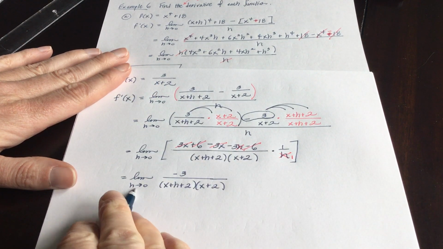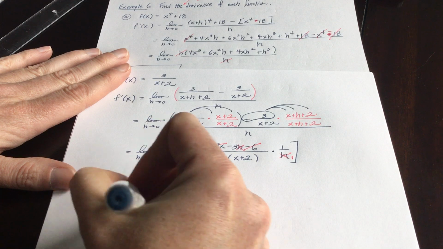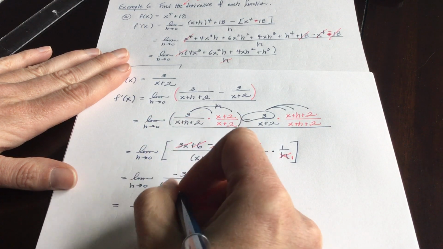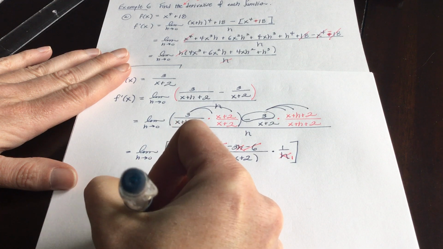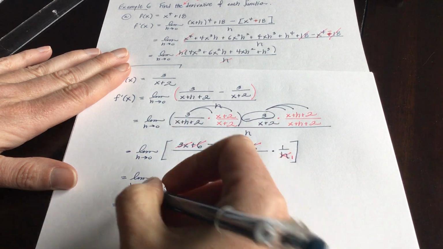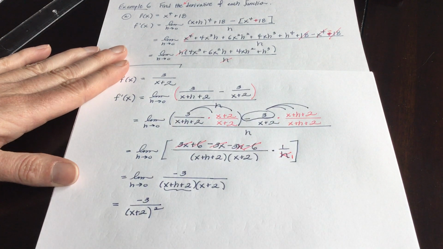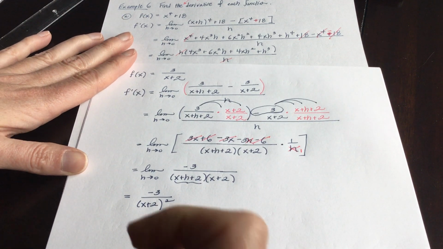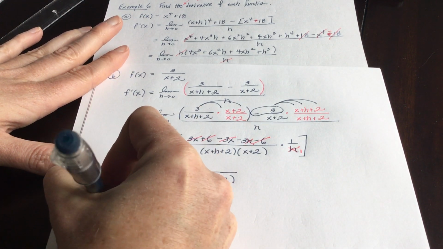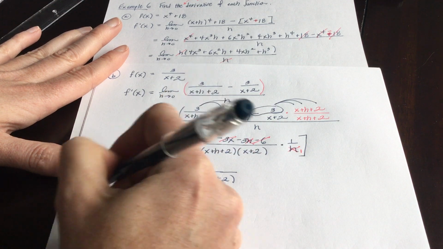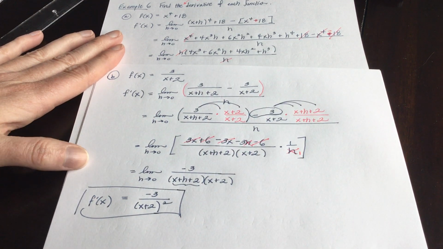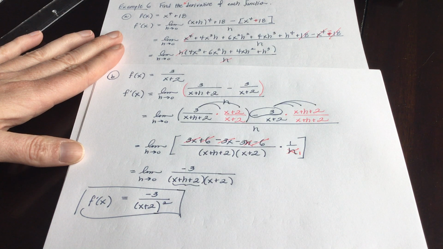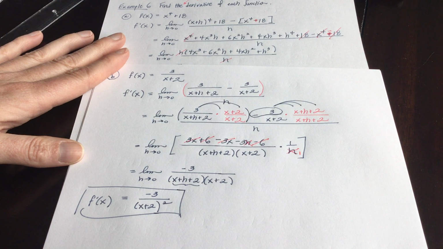So let's see what happens when we let the remaining h's go to 0. We'd have negative 3 over this, if your h was 0, would just say x plus 2. And then you're multiplying by another x plus 2. So you could think of it as x plus 2 quantity squared. Bring down your prompt that this is f prime of x. And you found the general derivative of f of x equals 3 over x plus 2 to be negative 3 over the quantity x plus 2 squared.